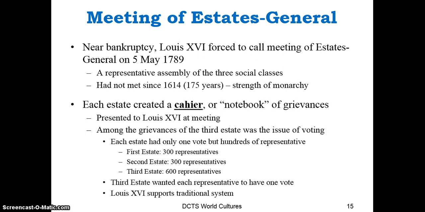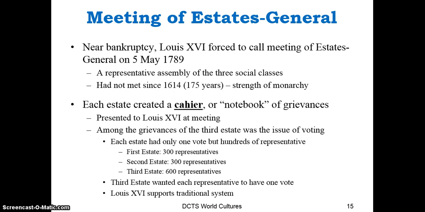Among the grievances of the Third Estate was the issue of voting. Each estate had only one vote, but hundreds of representatives. So, for example, the first estate had 300 representatives, the second estate had 300, the third estate had 600. The third estate wanted each representative to have one vote. Okay, so you can see why they would want that, because they're the predominant group. They think that their representatives should be able to vote in the majority because they are the majority.